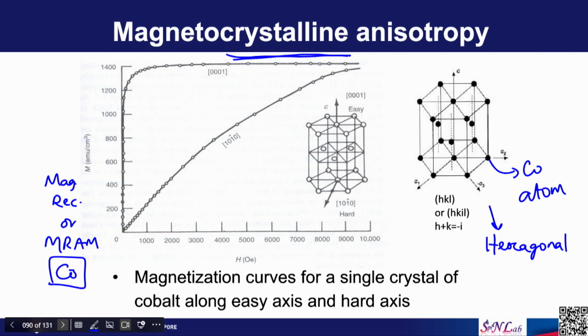So, in the case of cobalt in a hexagonal crystal structure, this direction is the easy direction. Traditionally we call this the A direction, and this is also the A direction, and this direction is called C. So, the easy direction is along the C direction.